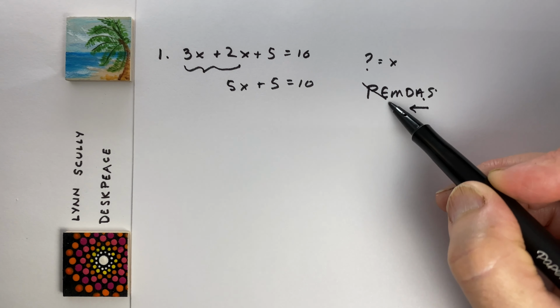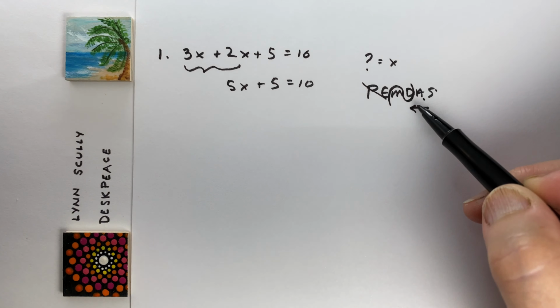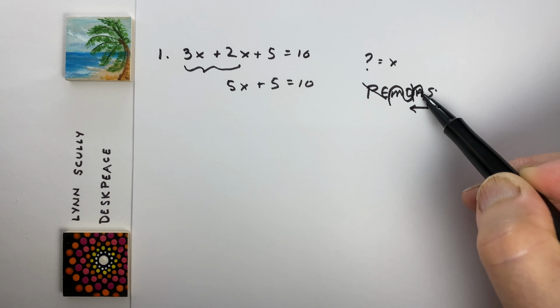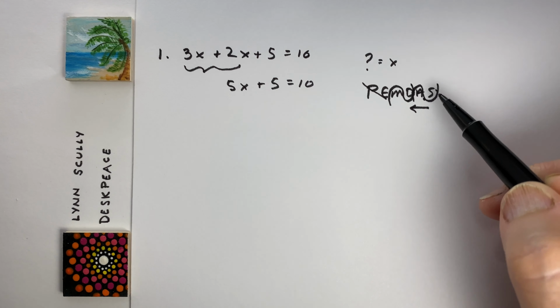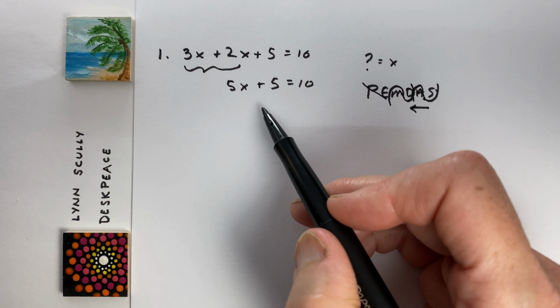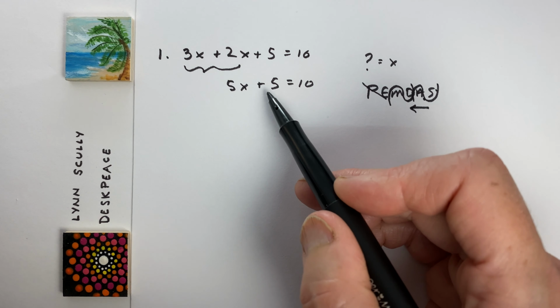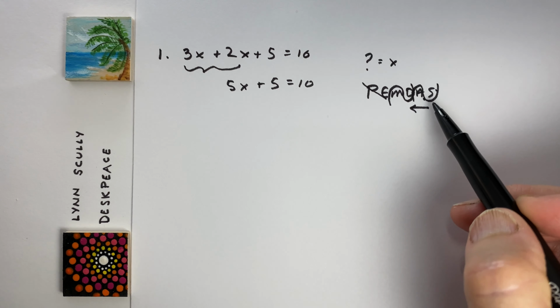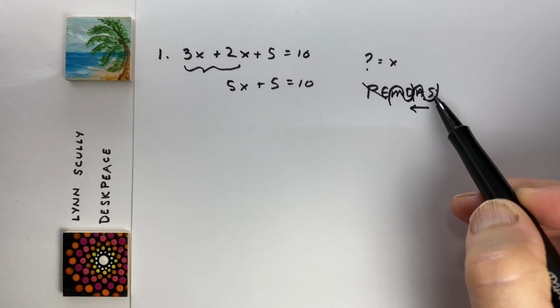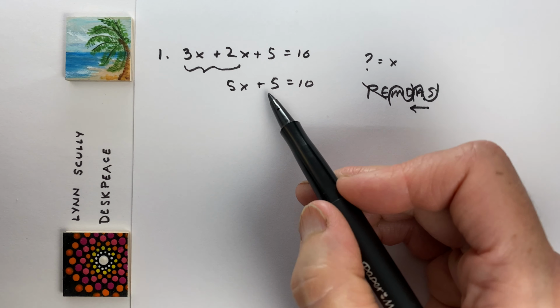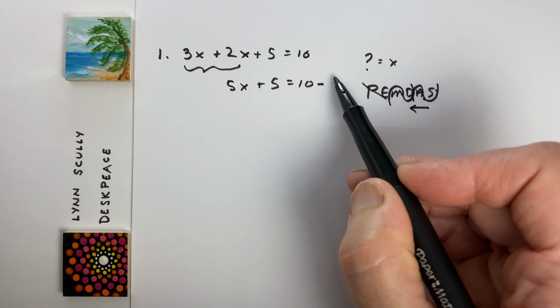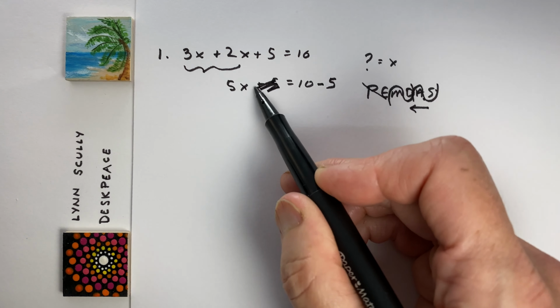So to undo multiplication, you divide. That's its partner. To undo addition, you subtract. Those are partners. So we're here now and we have a 5 attached by multiplication and a 5 attached by addition. So first we undo the addition. There was no subtraction, but there is addition. To move it to the other side of the equal sign, we subtract it.